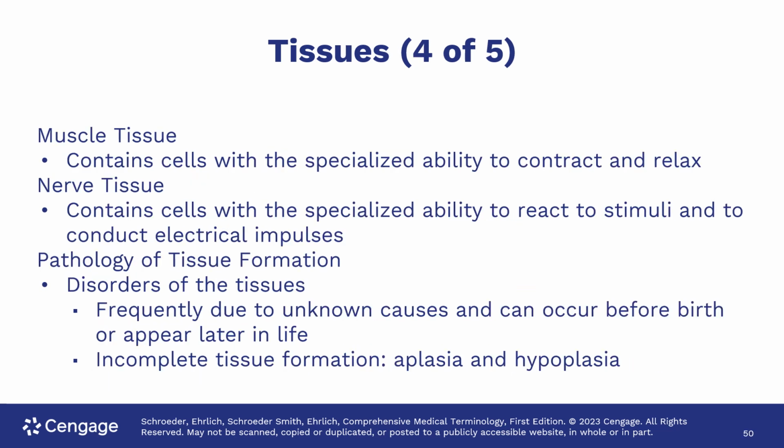Muscle tissue has the ability to contract and relax. Nerve tissue is reactive to stimuli and can conduct electrical impulses. There are disorders of the tissue, most of which have unknown causes and can occur at any point in the lifespan. These include aplasia and hypoplasia.